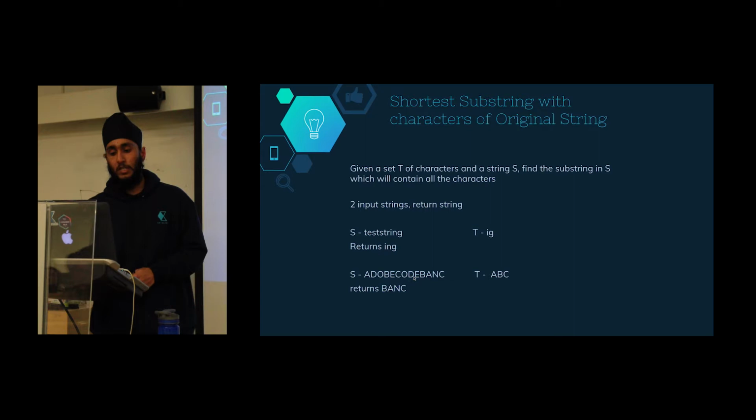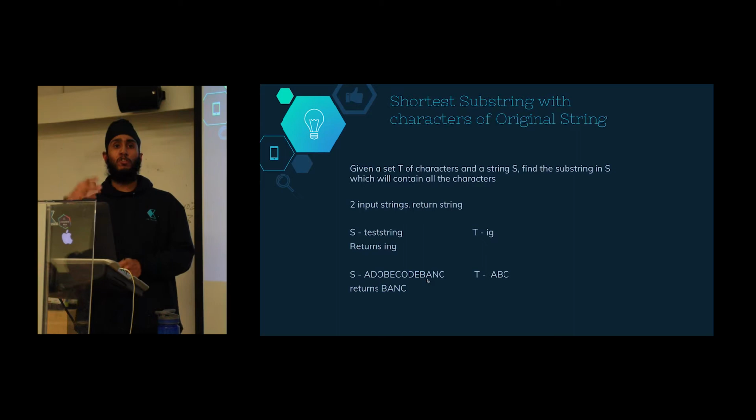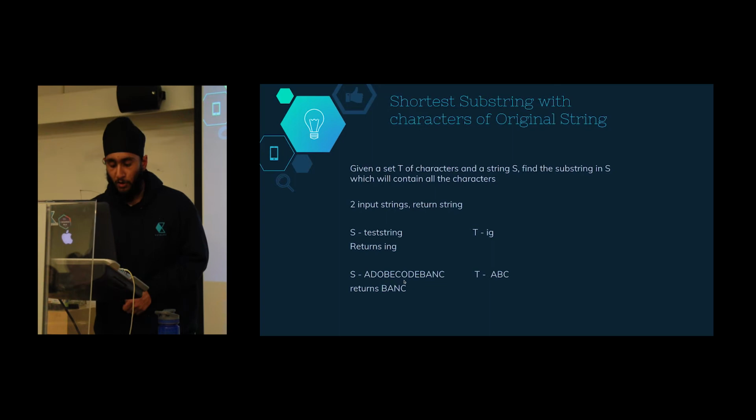And we're missing a C. So let's start to expand again until we find another C, right? And that just happens to be the last character. So now we're going from O, D, E, B, A, and C. I'm spanning a lot of letters, but hopefully that makes sense. Do I need to repeat anything up till now? Does this make sense?